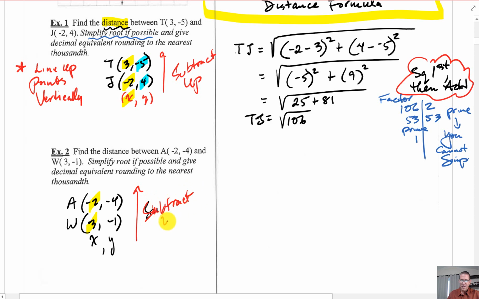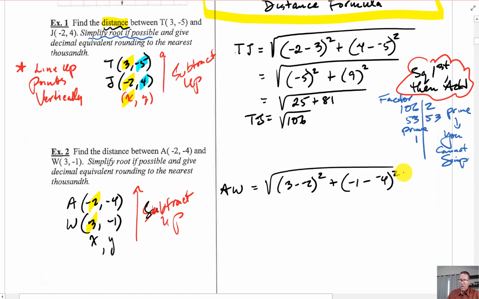Putting that point in red for you guys, because you have to make sure you follow the formula specifically here. So here we go. 3 minus -2, so the square root of 3 minus -2 squared, plus, be careful here, -1 minus -4. And again, the most common mistake people make is the negative and positive signs, so slow down and pay attention.